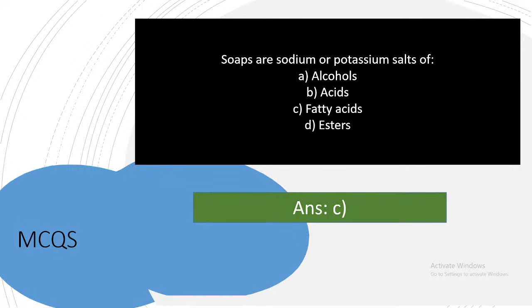You need a salt of fatty acids, be it a sodium salt of fatty acids or potassium salt of fatty acids, and that's how soap is prepared. In the preparation of soaps, you will find that sentence: it is made up of sodium or potassium salt of fatty acids. So option C is the correct option, not esters. Preparation of soap will have fatty acids.